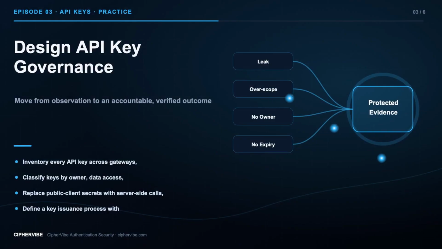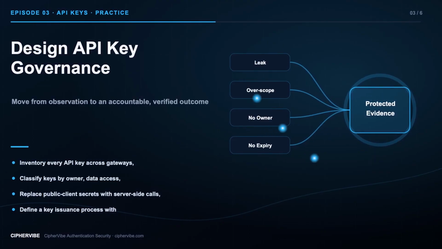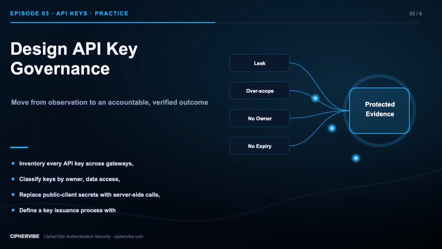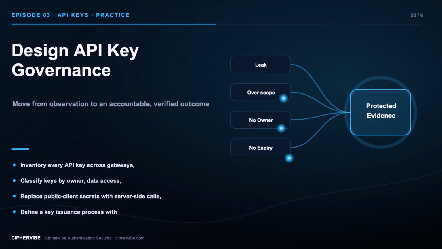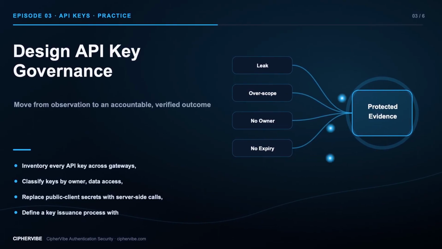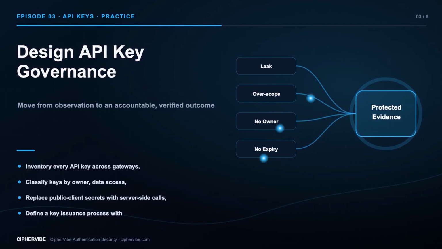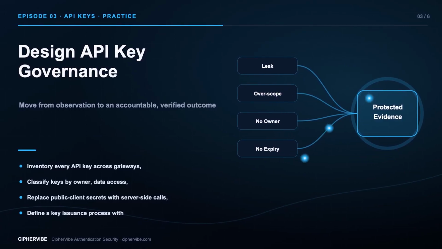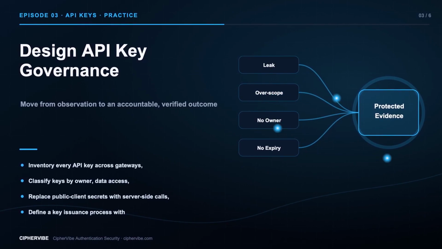Now turn the mental model into a repeatable workflow. First, inventory every API key across gateways, SaaS tools, CI/CD systems, backend services, developer machines, webhooks, and partner integrations. Second, classify keys by owner, data access, environment, exposure surface, last use, rotation difficulty, and business criticality.